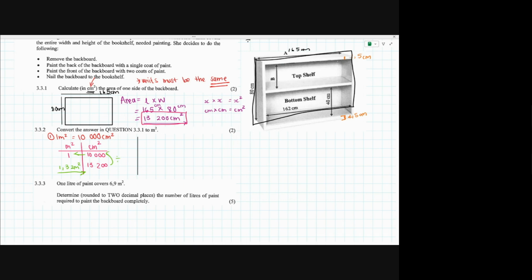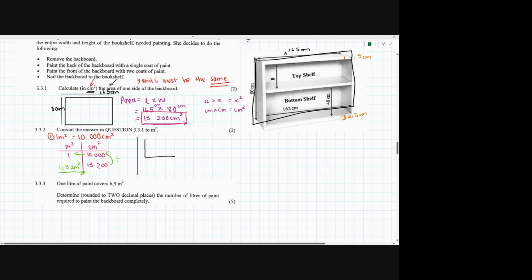Now, this method relies solely on you knowing that 1 meter squared is 10,000 centimeters squared. If, however, you did not know that, and this would be my advice that you do, because it's asking you to do the same calculation. So it's still asking you for an area, but now in meters squared.